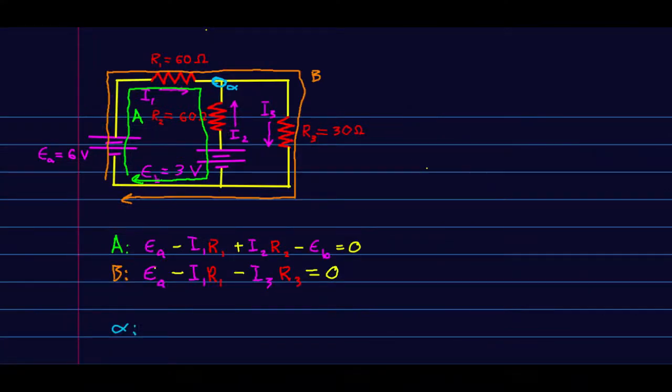So now we've got both of our loop laws. Let's just write a junction law for junction alpha. We're saying that the currents in add up to the currents out. Well, I1 and I2 are both in, and that equals the current out, which is I3. And we now have three equations in three unknowns, which means we can solve.